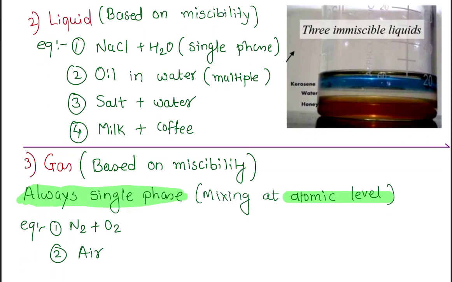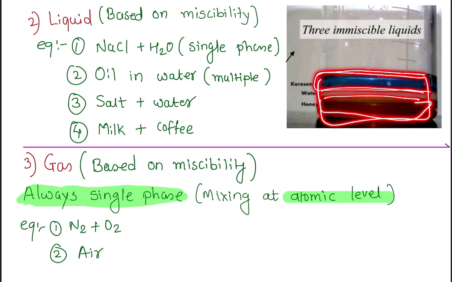The liquid phase we can classify based on miscibility. If you take an example of NaCl plus H2O, that is NaCl plus water, they are perfectly miscible, so they are called a single phase. If you put oil in water, we call it a multi-phase system. If you put salt in water, single phase; milk plus coffee, single phase. Here you can see the example of kerosene, water and honey. We have three different phases here in the liquid state. This is a multi-phase system.